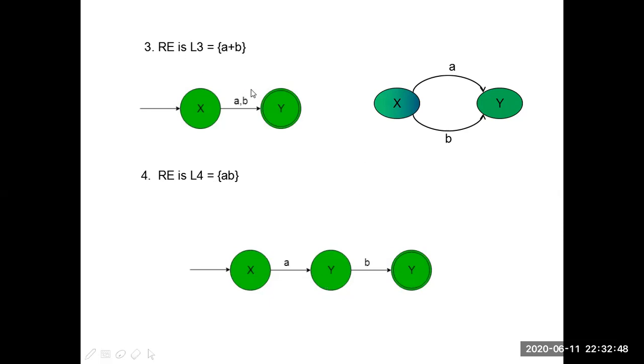Clear? Here it was A or B, and here it is AB. Compulsorily, A must be followed by B here. In the previous example, A or B was there, either A or B. But here AB must be a conjunction; both are joined with one another. Is it clear?